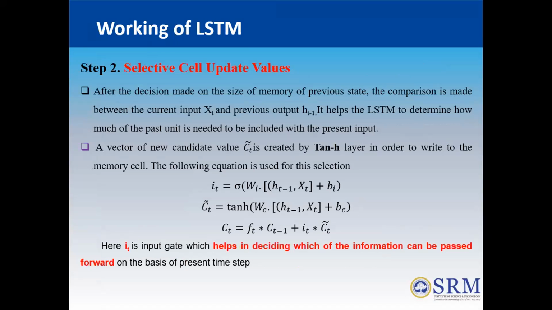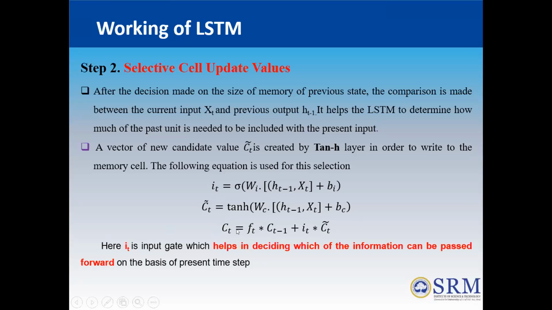That is removing the irrelevant data and only capturing the relevant data, and forwarding it to the next step. Here a comparison is made between x of t, which now has only relevant data because all the irrelevant data is removed by the sigmoid layer, and the output of the previous state, which is ht minus 1. That will make the LSTM determine how much of this past input has to be included in the present input. So a new candidate vector CT is created where the tanh layer is applied. So that is what it is. Tanh of WC times ht minus 1 and x of t, plus the bias, you calculate.